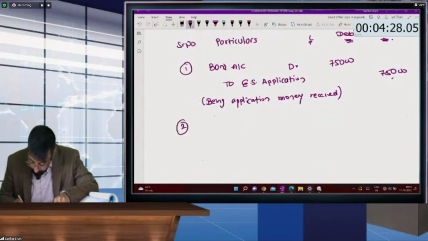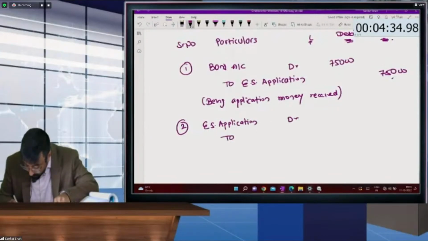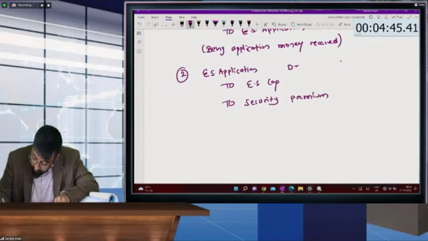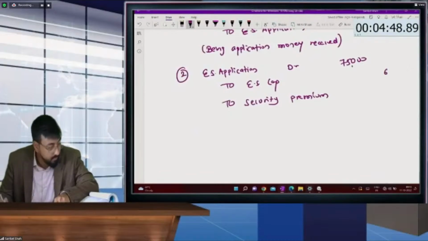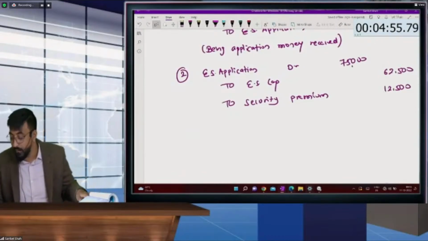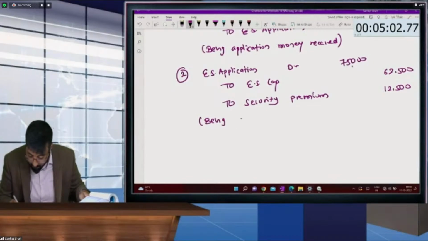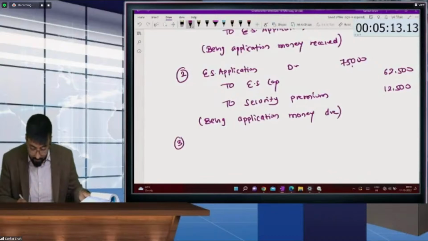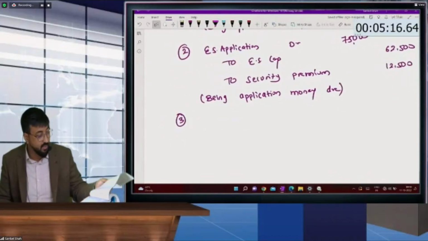Second entry after one line. Equity share application account debit to equity share capital, to security premium. 75,000, 62,500 and 12,500. If you can't match my speed, please watch the session. Being application money due. Third entry, this is only exam speed, so you have to maintain this speed beta.